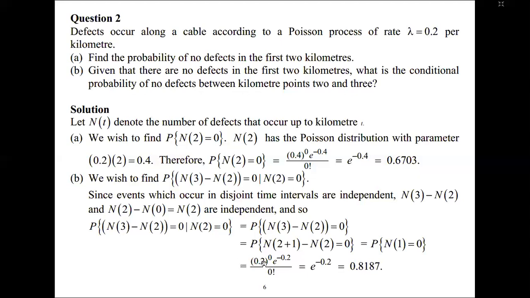So you see here, I use 0.2. I didn't use 0.4, because the time interval here is only 1 unit. In part A, the interval is 2 units, but here the interval is only 1 unit. So we use the rate for 1 unit, that's 0.2, which gave us this answer. I hope it is very clear. So I'll move to the next slide.